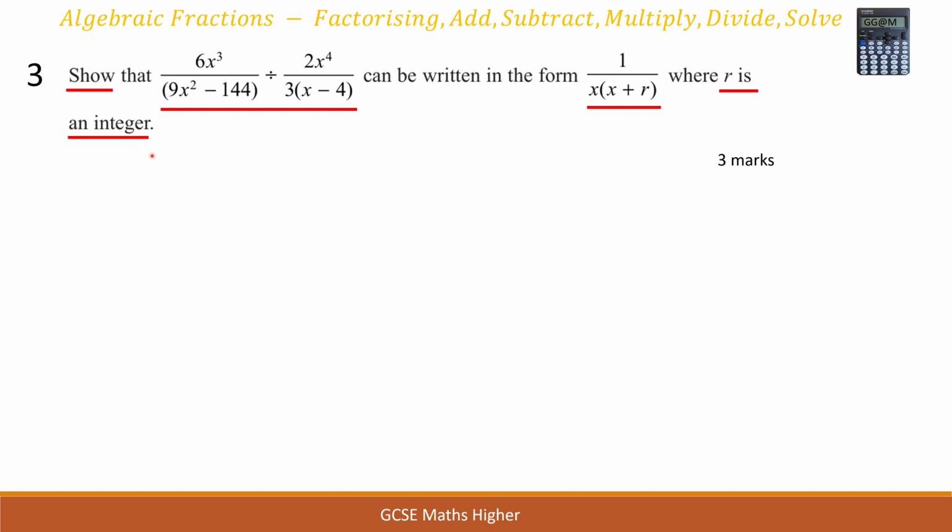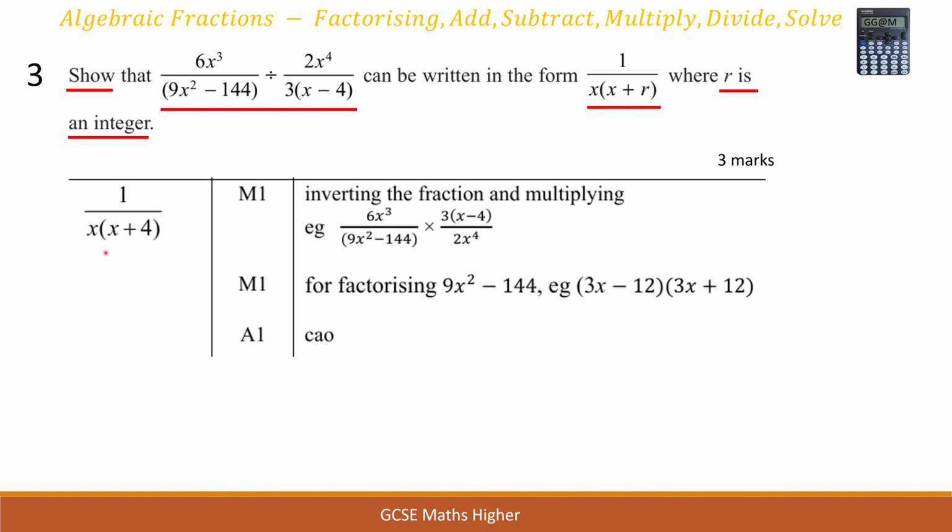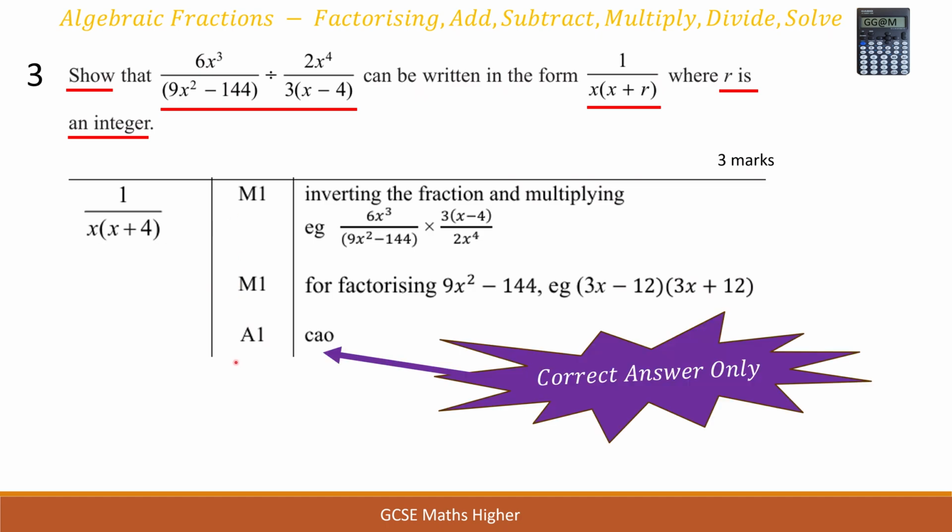Fantastic. So we have got 1 over x bracket x plus 4. So r was a value of 4. We've got M1, which means method mark, and A, which is an answer mark. This CAO means correct answer only. So you have to get the full correct answer to get the 3 marks in the exam.